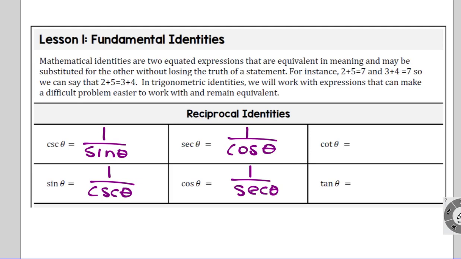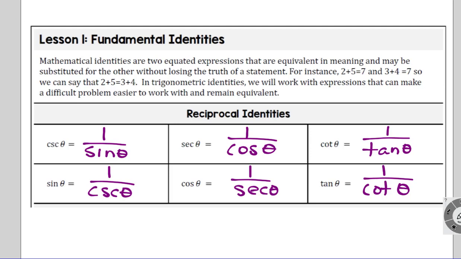Cotangent and tangent are reciprocals of each other. So cotangent is 1 over tangent theta, and tangent is 1 over cotangent theta. We learned these a long time ago, and I hope we are glad that we did. So that's one set of identities. What we're going to be working on is starting with a statement and rewriting that statement in a simpler form, and other things. So we'll start here.